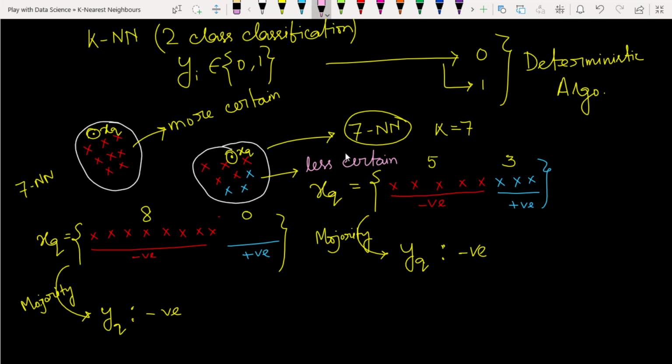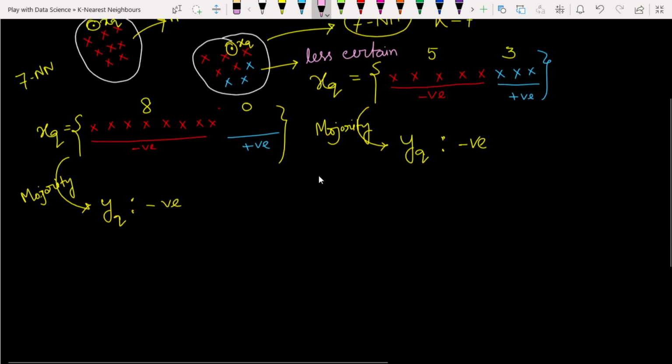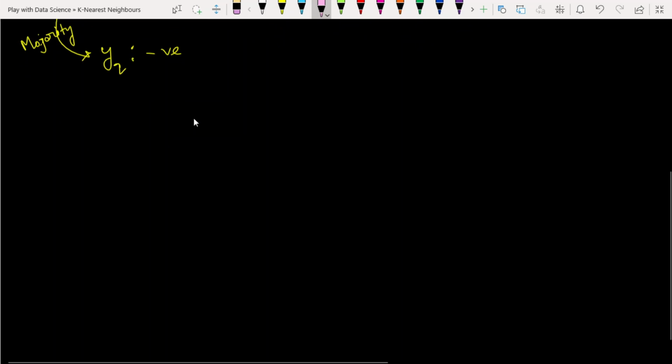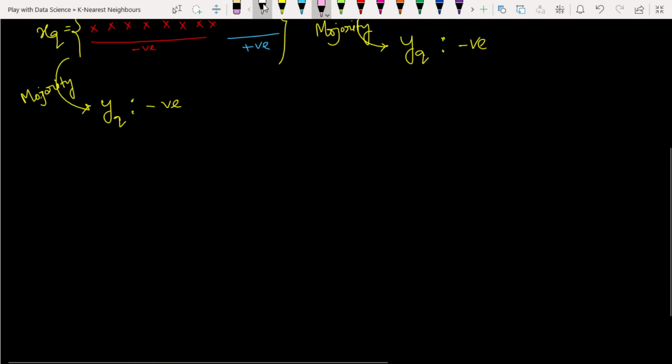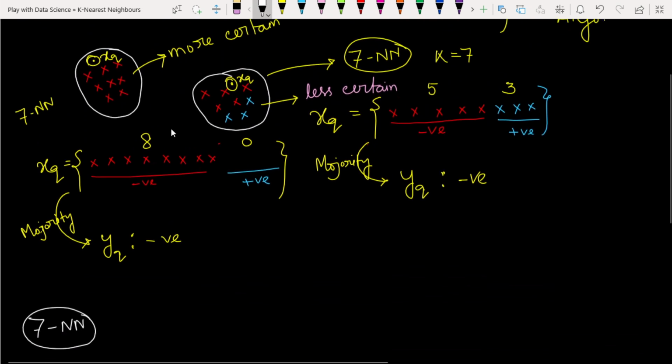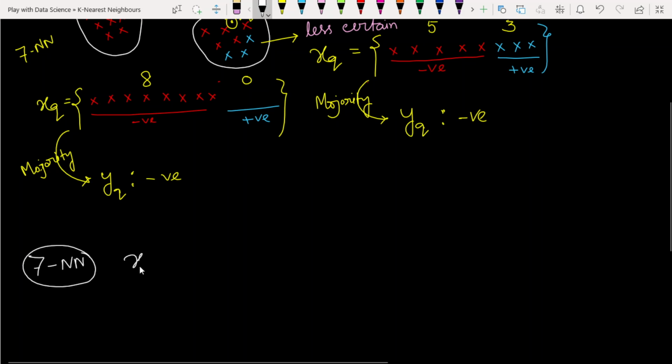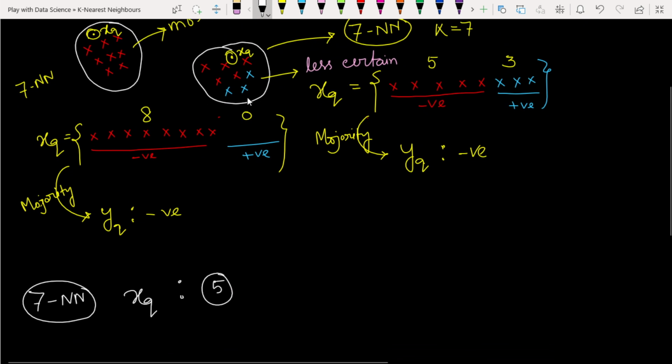So how do we numerically quantify this, instead of just saying I am 100% certain or I am not so sure, about our class labels? Let's see. I am taking the same example here with 7NN, and the query point XQ is here, in the first region.